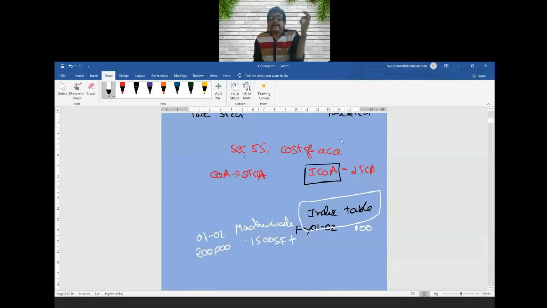Yeah, same land I want to sell. I want to sell this land in the financial year 2019-20. When am I selling? In 2019-20. What was my cost of acquisition? 2 lakhs was my cost of acquisition. Now in 2019-20 I am selling this for, let me consider, 50 lakhs. After declaration of everything, the value of the place got appreciated.